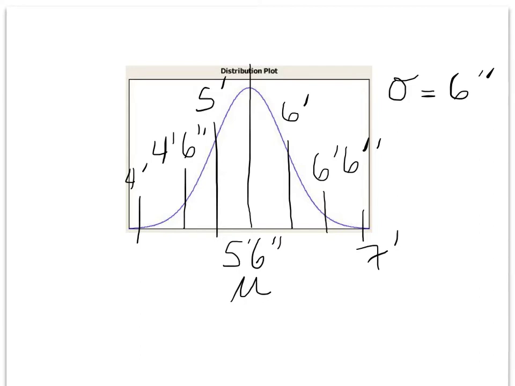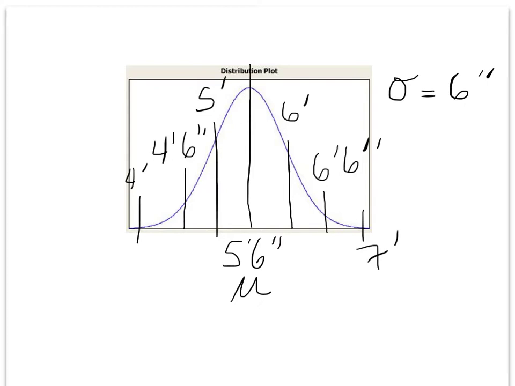So let's talk about what each section represents. 68% of the data, or people, are between 5 feet and 6 feet tall. That's this area I'm highlighting right here. 95.2% of the people are within 2 standard deviations, so between 4 feet 6 inches and 6 feet 6 inches. And almost everyone in the population, 99.7% of people, are between 4 feet tall and 7 feet tall. You can see there's a tiny little bit over here on the ends, and those are going to be even more standard deviations away. There are extremely few people beyond these heights.